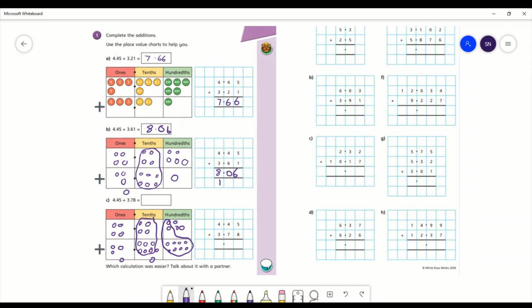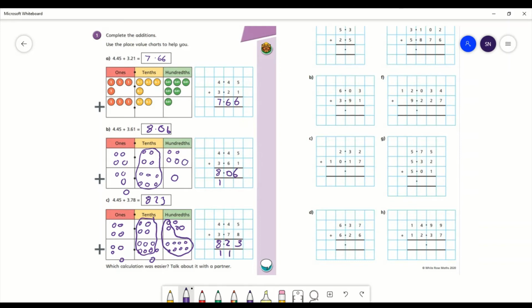That gives me 8 ones. Okay, so let's have a look what we've got here. So we had 3, 1 exchanged. We had 2. Okay. And I've got 1 exchanged. And I've got 8. Okay, so it's 8.23.